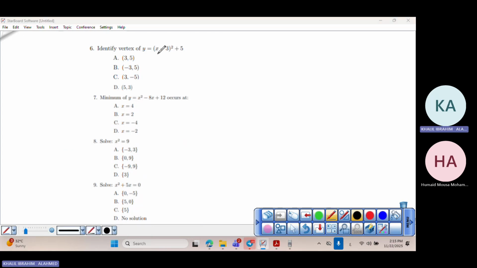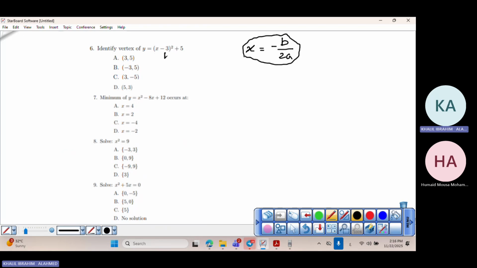Question 6. Identify the vertex. We have a formula to find the vertex: x equals negative b over 2a. This is the formula, but we don't need it here. Maybe we need it in another question, but everything is ready here.